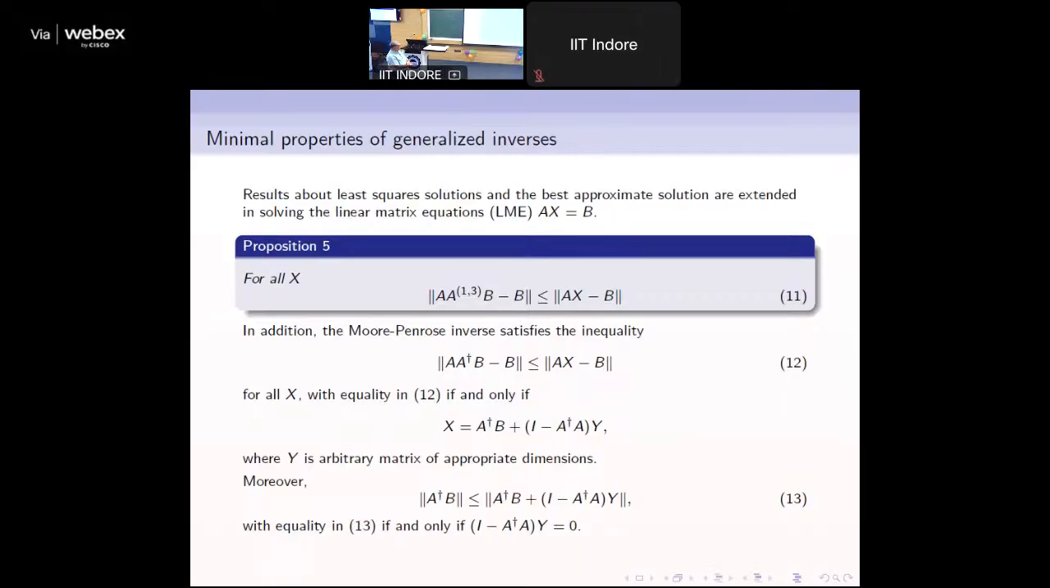Here is the general solution: A dagger, the Moore-Penrose inverse, times B, plus a nilpotent part. If we multiply from the left by A, we obtain 0. This part is from the kernel of A. So it is one Moore-Penrose solution plus one expression from the kernel, the null space of A. And of course, then the norm of the Moore-Penrose solution is less than or equal to this norm.